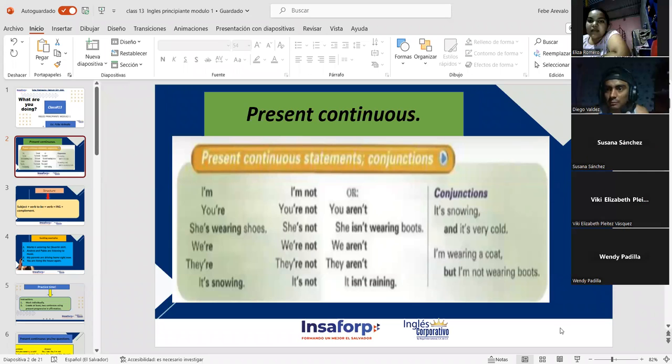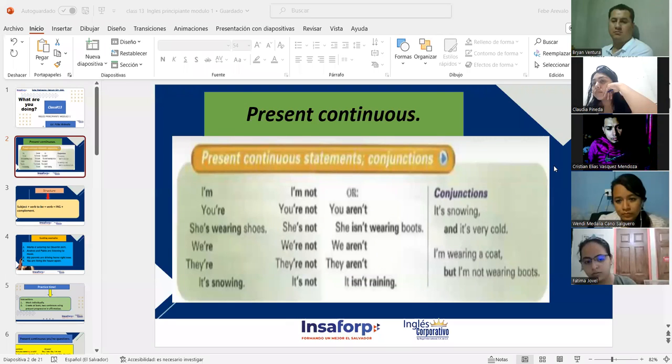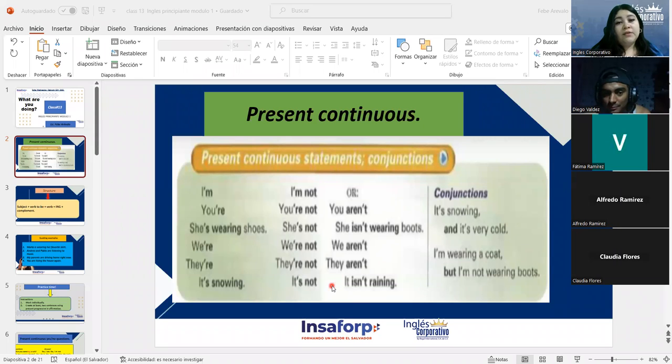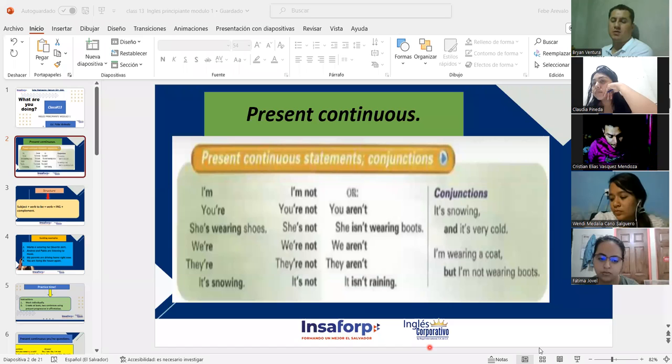So, let's go. Vamos con la siguiente. Let me have Diego Valdez, the first column, please, the affirmative column. Okay. I am wearing shoes. You're wearing shoes. She's wearing shoes. We're wearing shoes. They're wearing shoes. It's snowing. Very good. Thank you. All right. Let's not forget. Yo sé que es muchísimo más simple decir, you're wearing shoes. No, you're wearing shoes. All right. Wearing shoes.